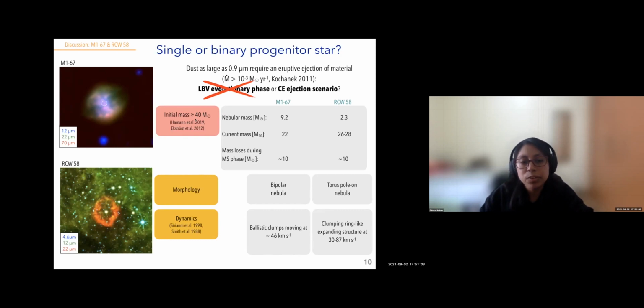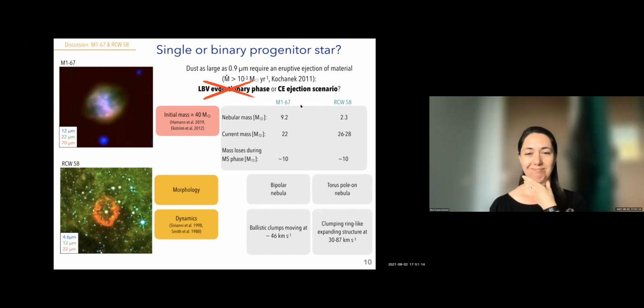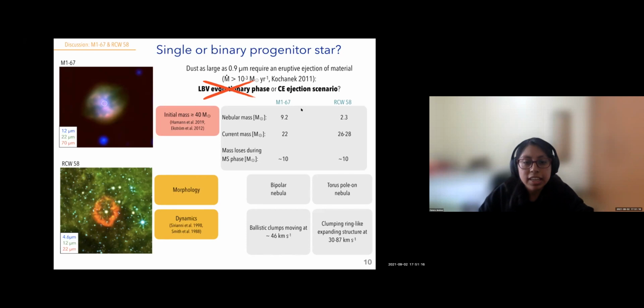Another eruptive scenario for dust formation can be the common envelope scenario. There are clues that allow us to think that Wolf-Rayet 124 and Wolf-Rayet 40 stars have a compact object as a companion embedded within a dense stellar wind. One of them is the bipolar morphology of M1-67 and the torus-like shape in RCW 58. Another one is the dynamics of the nebula.